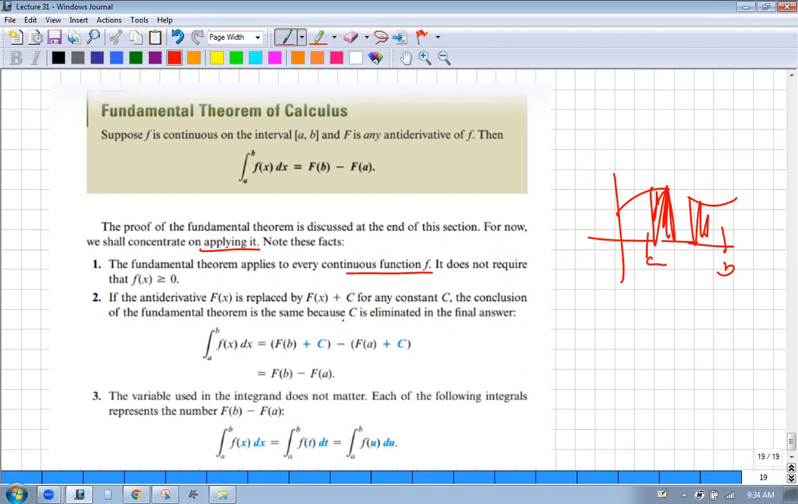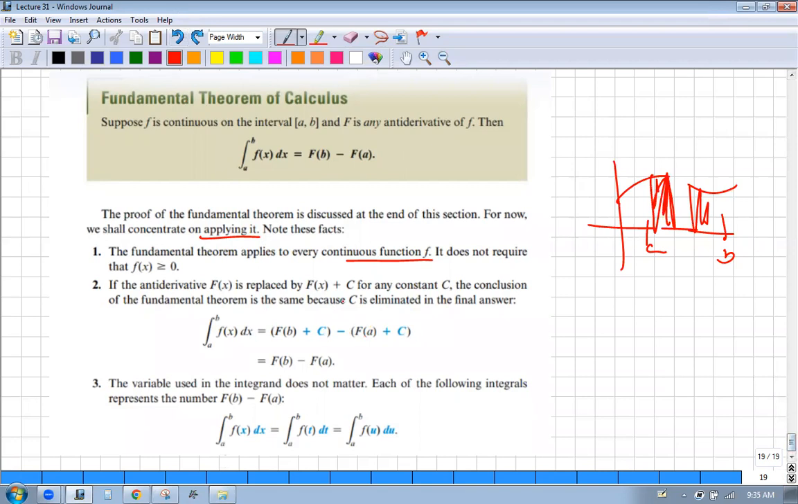If the antiderivative is replaced by F plus a constant, for any constant, the conclusion is the same because C is eliminated in the final answer. Because you're adding a constant and subtracting off the constant. That has to do with the derivative of a constant being 0 anyway. If you add a constant to the big F, it's going to change things because the area underneath this is not the same as the area underneath that. That's not what they're talking about.